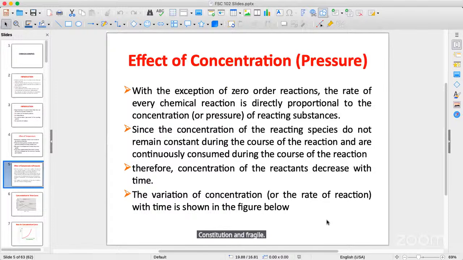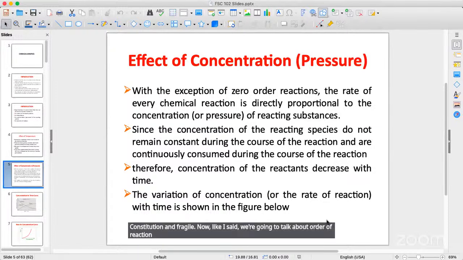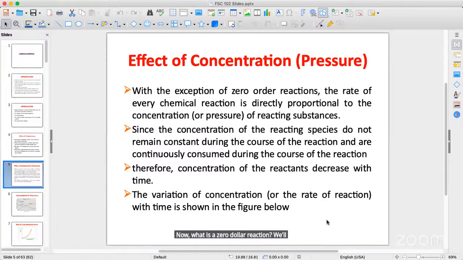Now, like I said, we're going to talk about order of reaction, because we are beginning to talk about order of reaction here. You can see, with the exception of zero order reaction, as you have on your slide here. Now, what is a zero order reaction? We'll talk about that later, but just take it the way it is for now.